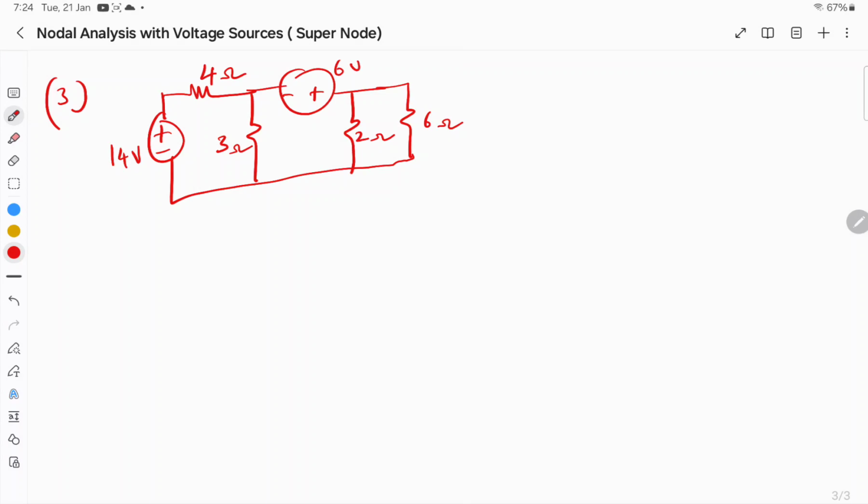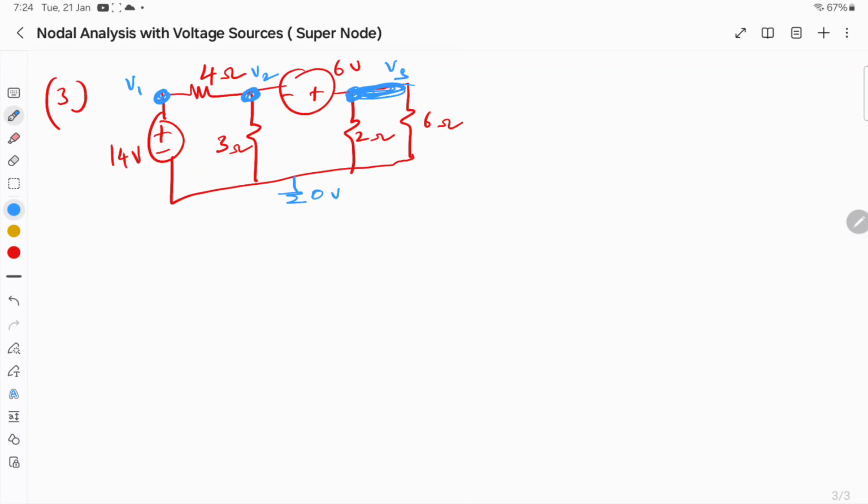Okay, so look at the problem. How many nodes do we have? We have a node here, we have a node here, we have a node here. This entire thing is a node. Okay, this is the reference node, 0 volt. So let me assume the voltage as V1, the voltage at this point is V2, this point is V3, right?